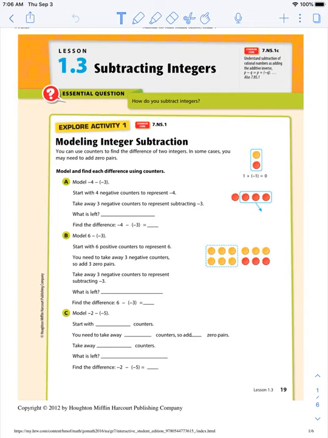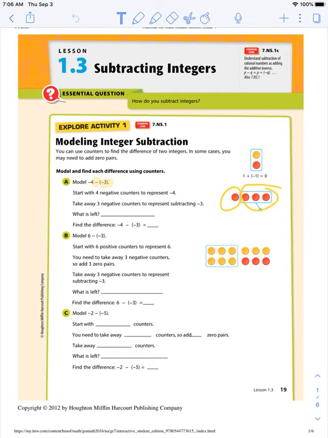So in example A, where we model -4 minus -3, we're going to start with 4 red counters, and then when we do subtraction, we do it a little bit differently. We're going to think of the subtraction sign as take away, and we need to take away 3 negative counters. Now, because they have the same sign here, there are 3 negatives to take away. So notice how they just took away 3 red dots, and then there's 1 negative left.